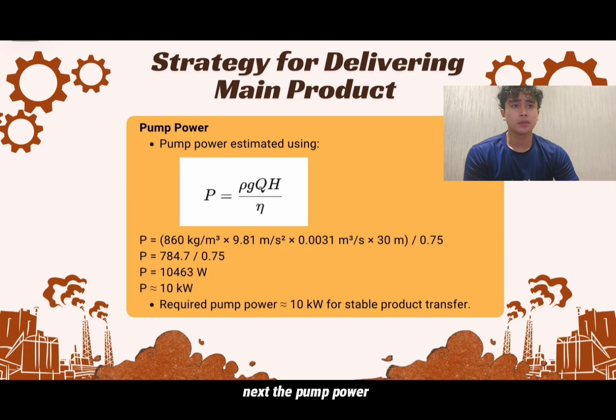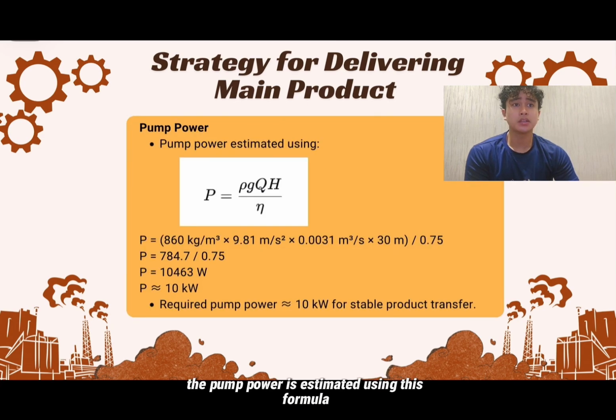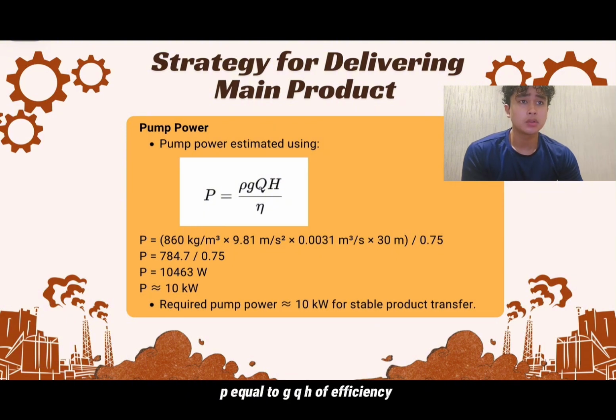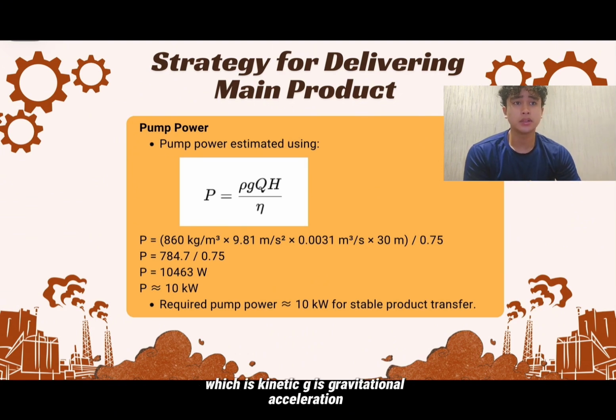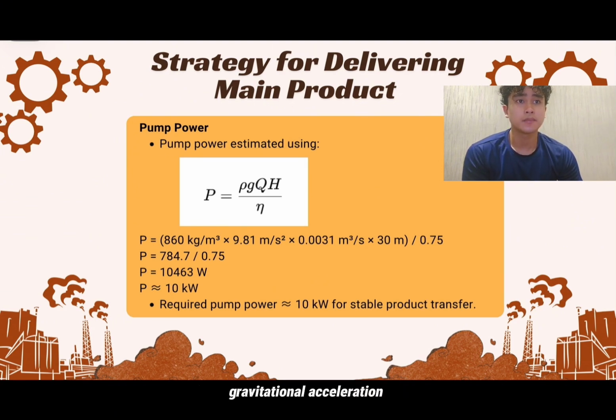Next, the pump power. The pump power is estimated using this formula. P equals rho G Q H over efficiency. P is pump power, rho is density of the fluid which is cumin, G is the gravitational acceleration, Q is volumetric flow rate, H is the total head required to overcome friction and elevation differences, and this symbol is the pump efficiency.